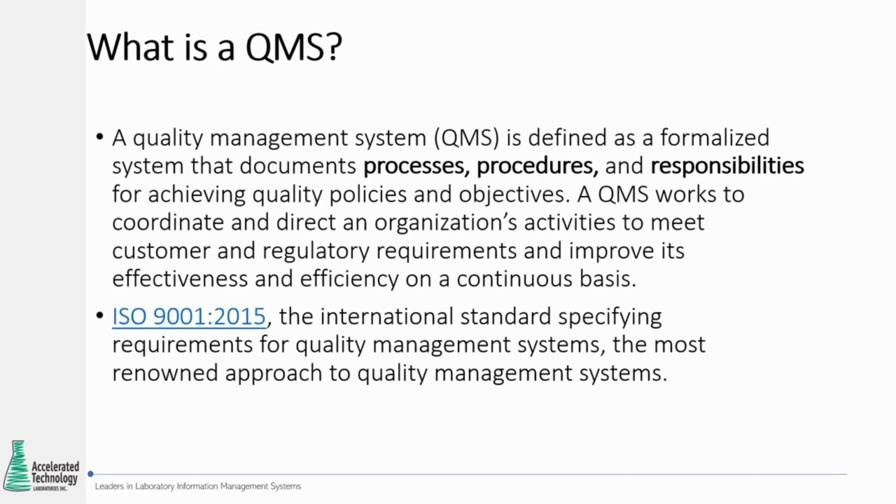What is a quality management system? A QMS is basically defined as a system that documents all of the processes, procedures, responsibilities in the organization for achieving their policies and objectives. It really works to coordinate and direct the organization's activities toward ISO, which is the International Standards Organization. And it has a very large component of customer satisfaction in there, as well as meeting regulatory requirements and also helping an organization to become more efficient, more effective, and to generate high quality data.